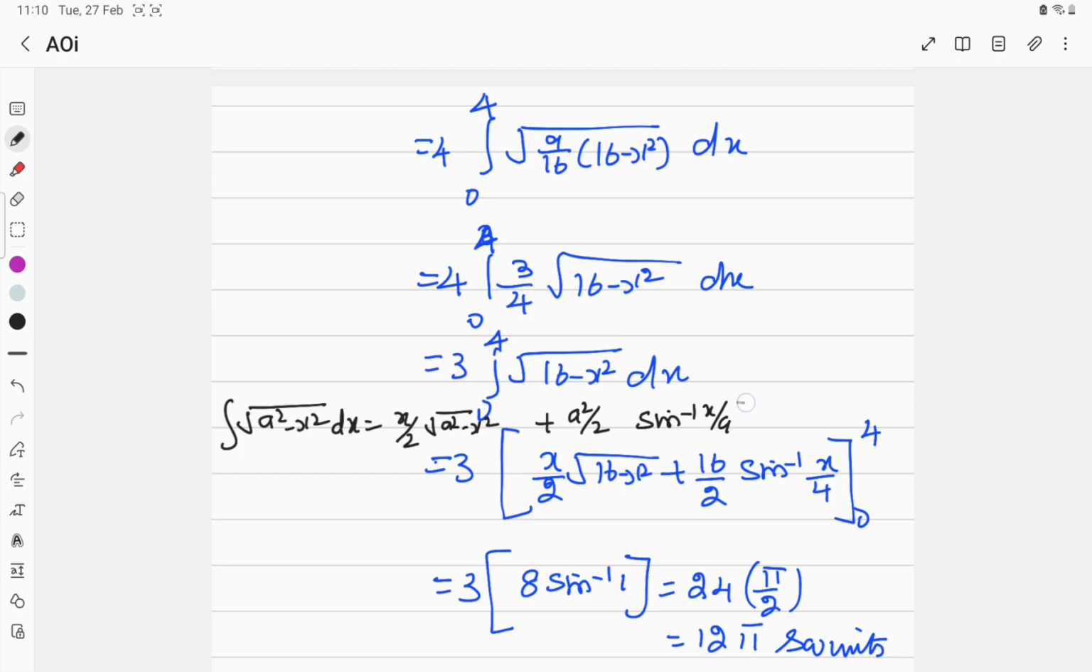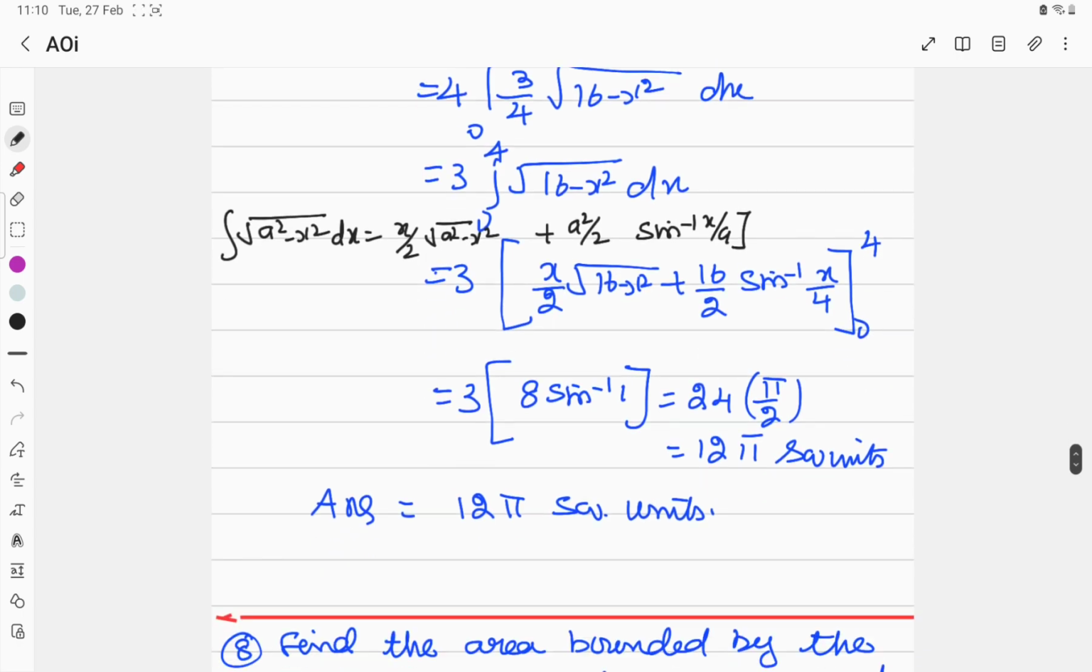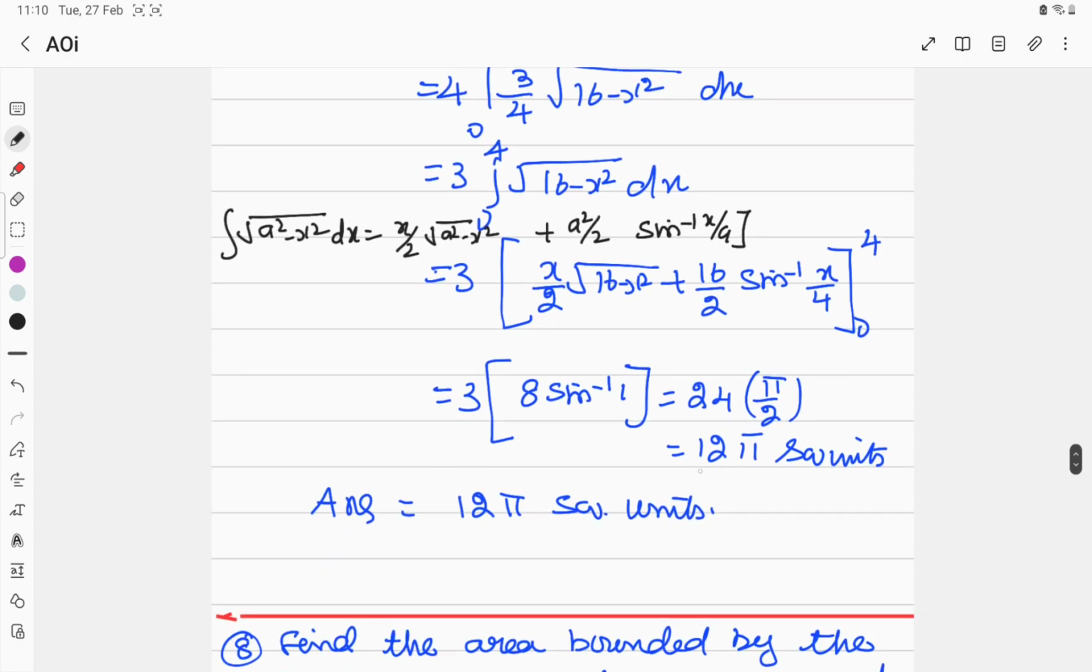Students, don't forget, every time whichever question is asked, you must write the formula. For the formula they are giving 1 mark. So using this, we get 3[(x/2)√(16 − x²) + (16/2) sin⁻¹(x/4)]. Limit is 0 to 4. So using this we get 12π. Answer is 12π square units.